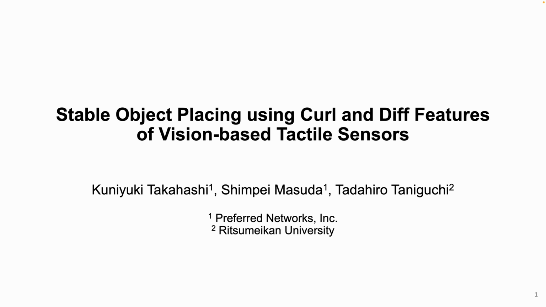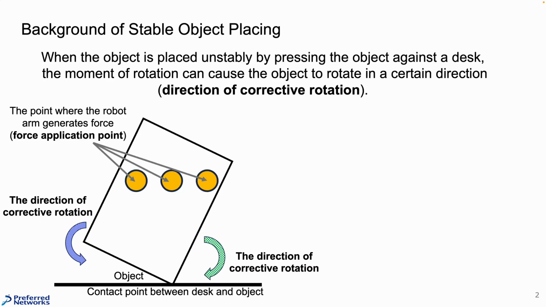Hi, we present stable object placing using curl and diff features of vision-based tactile sensors. When an object makes initial contact to a surface and some force is exerted, the moment of rotation caused by the instability of the object's placing can cause the object to rotate in a certain direction.